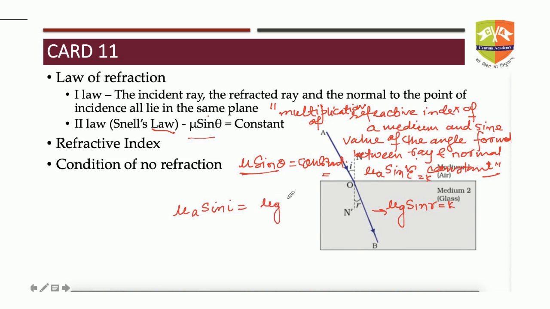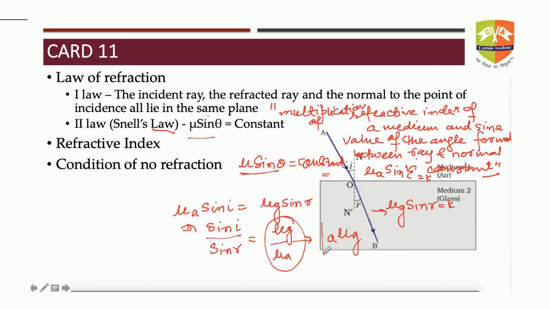So what is this value for air? It's mu of air multiplied by sine I. And what is this value for glass? It's mu of glass multiplied by sine R. Now this is constant. It is always the same, so this is equal to K. It means that mu A sine I is equal to mu G sine R. So I can write that sine I divided by sine R is equal to mu G divided by mu A. Mu G by mu A is nothing but the refractive index of glass with respect to air.